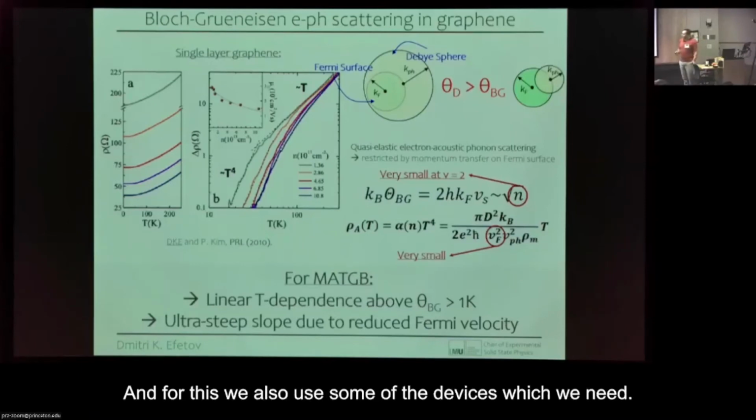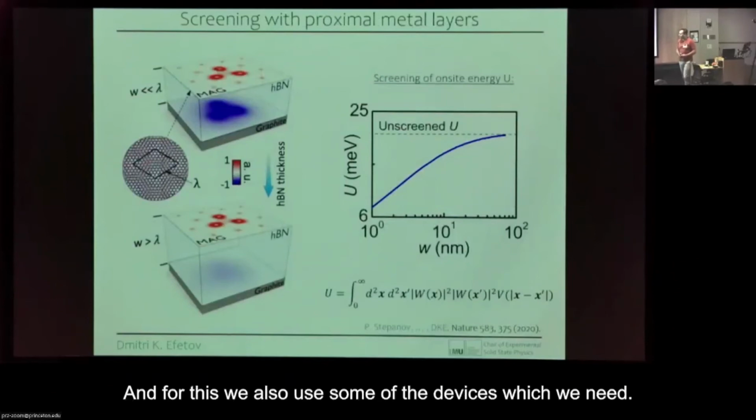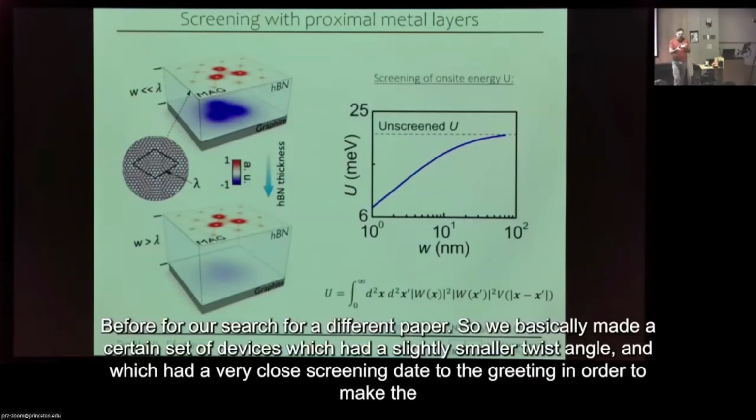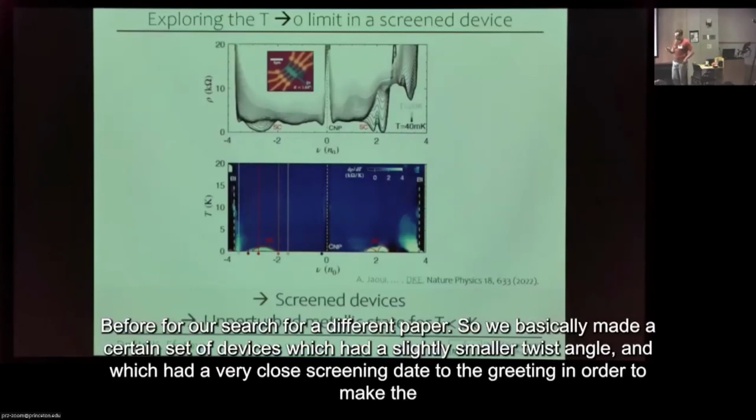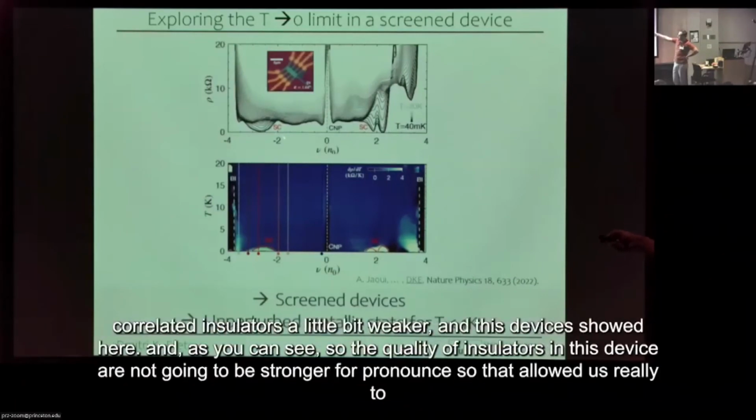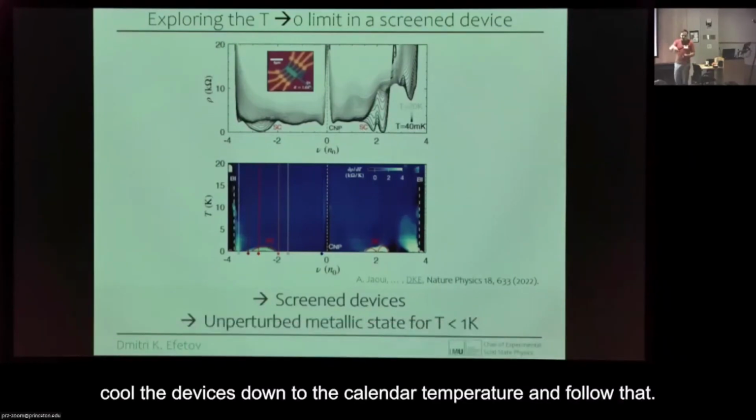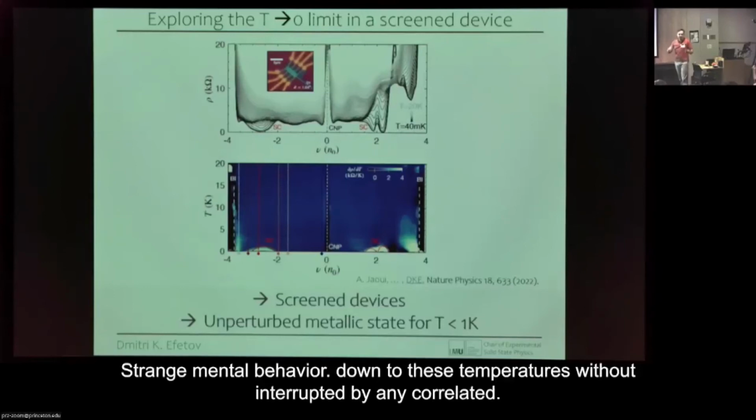And for this, we also used some of the devices which we made before for a different paper. So we made a certain set of devices which had a slightly smaller twist angle and which had a very close screening gate to the graphene in order to make the correlated insulators a little bit weaker. And this device is shown here. And as you can see, the correlated insulators in this device are not very strongly pronounced. So that allowed us to cool the devices down to millikelvin temperature and follow that strange metal behavior down to these temperatures without being interrupted by any correlated insulators.